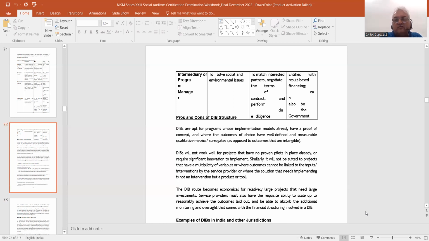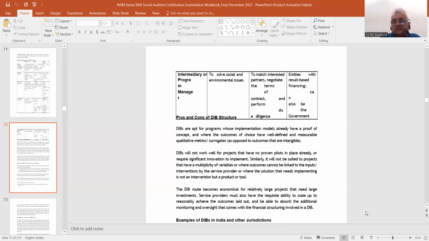So development impact bonds will not work well for projects that have no proven pilots in place already or require significant innovation to implement. Similarly, they will not be suited to projects that have a multiplicity of variables, or where outcomes cannot be linked to the inputs or interventions by the service provider, or where the solution that needs implementing is not an intervention but a product or a tool. So these development impact bonds will also work in certain types of situations only and not for all types of activities. The DIB route becomes economical for relatively large projects that need large investments.